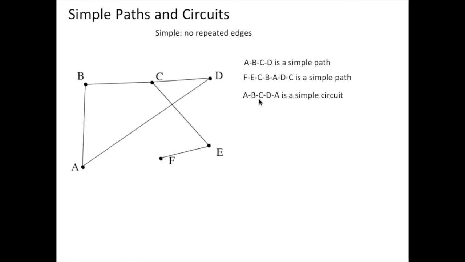A to B to C to D to A. A to B to C to D and back to A is a simple circuit because we began at A and ended at A. It's a circuit and we never backtracked over the same edge. So it's a simple circuit.